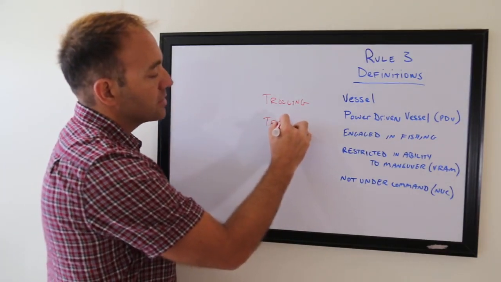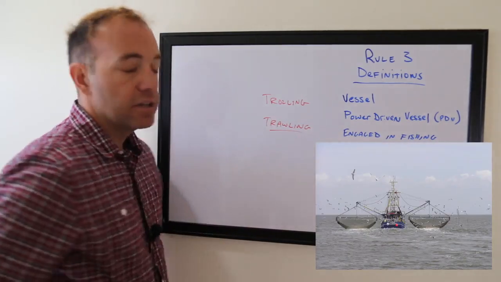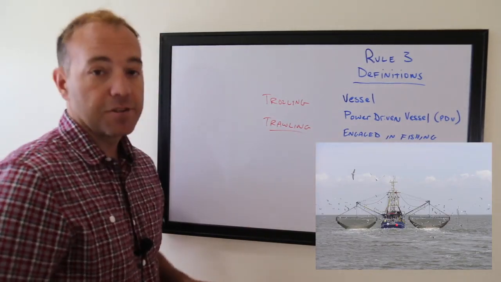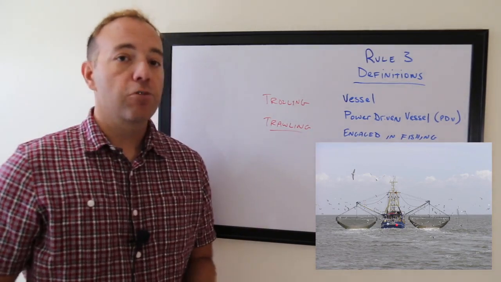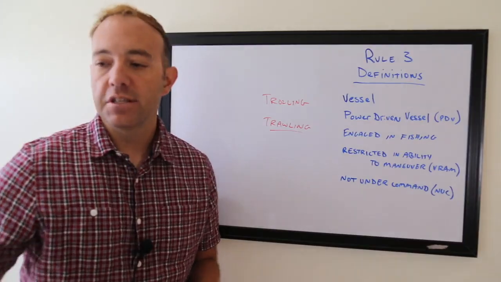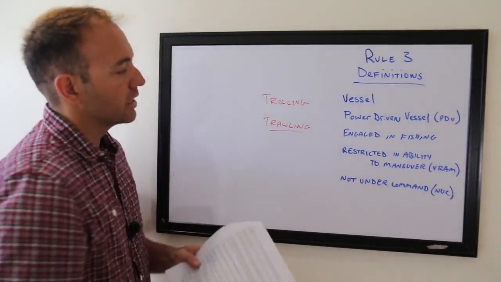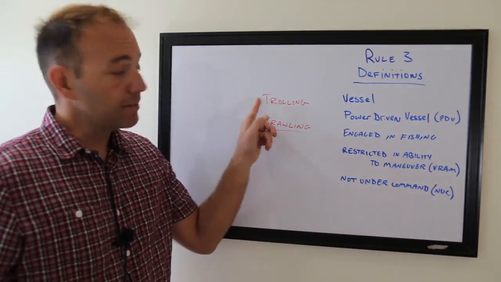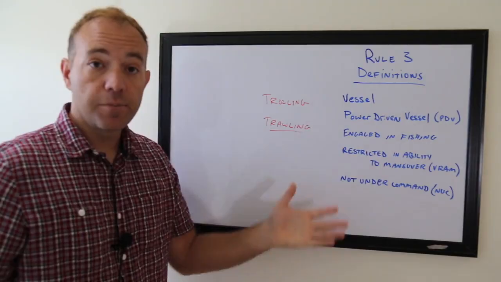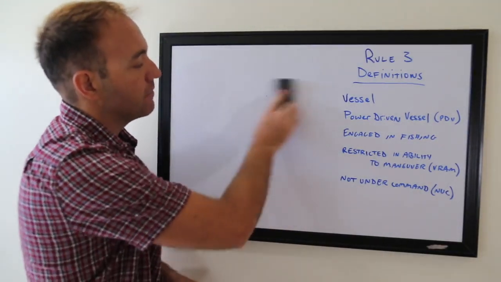The other word is trawling. Trawling, spelled different. Your accent may make them sound the same, but trawling and trolling are different. Trawling is dragging a big net through the water and scooping up all kinds of fish and sea creatures behind you. So there's a key difference between trawling and trolling. And trawling is a vessel engaged in fishing. Trolling is a power-driven vessel, and that's going to be important later when we talk about responsibilities between vessels.